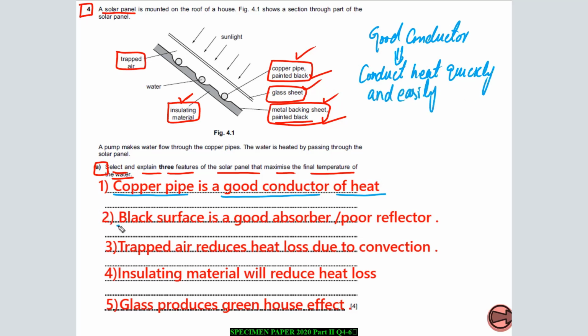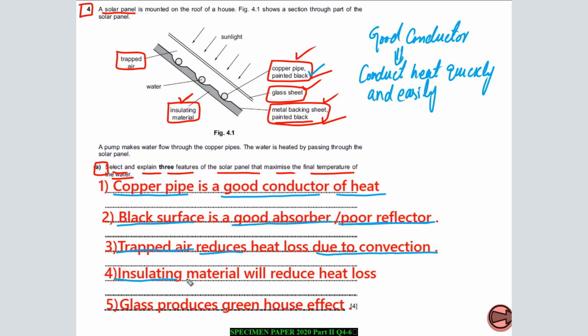The second feature, black surface. Why is the surface of the copper pipe black? Because black surfaces are good absorbers, which means they can absorb more heat, and they are poor reflectors, which means they will reflect less heat. The third feature, trapped air. If the air is trapped, it means there will be less heat loss due to convection.